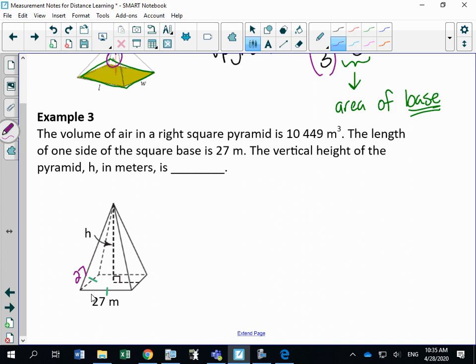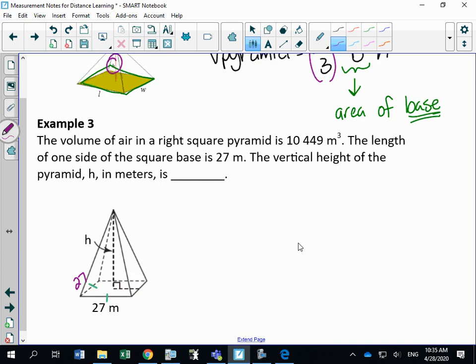Now we always start by writing our formula down, right? So they tell me that this is a right square pyramid, and the formula for the volume of a pyramid is equal to 1/3 big B times H. Now we have to plug in. They actually give me the volume of the pyramid. It says the volume of air in the pyramid is this number here. So if I asked, where does this 10,449 go? Does it go for B? Does it go for H? Does it go for volume? Where would you put it? I'm hoping that you would see that it would go here. That's the volume. They actually calculated the volume for you.